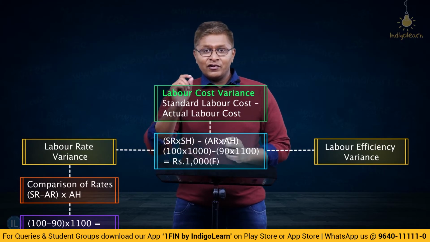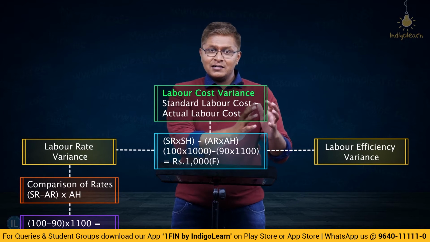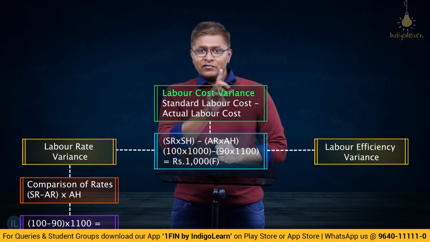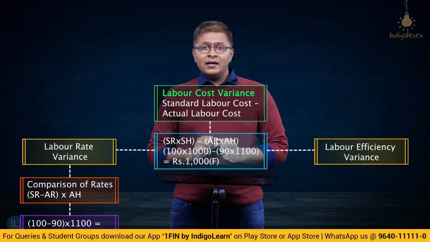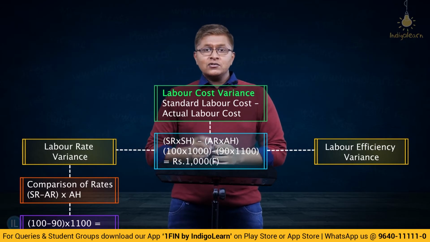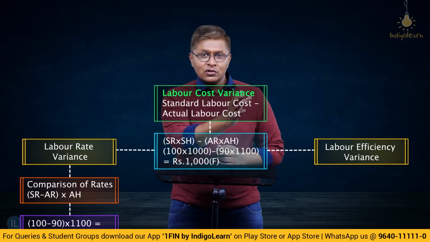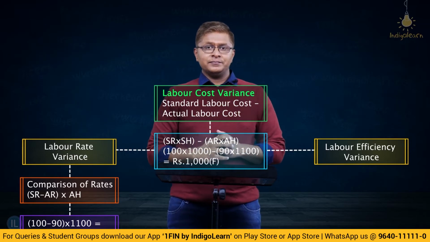We have made a payment for 1100 hours. So totally for 1100 hours, 10 rupees we have paid less. So there is going to be a difference of 1100 into 10, 11,000, and this 11,000 is going to be favorable. So friends, the labor rate variance is going to be the standard rate minus your actual rate into the actual hours that we have paid for.